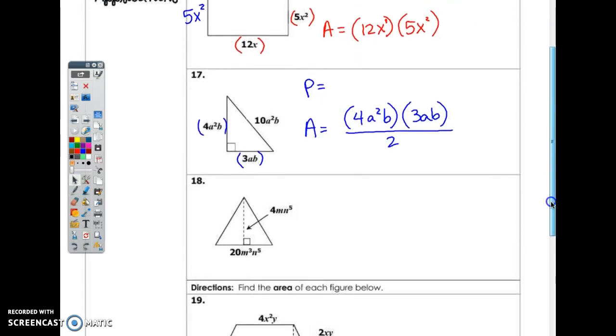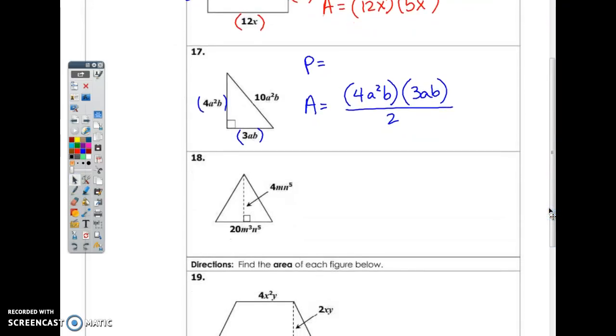Number 18, same thing, add up all the sides. Let's just say this is an equilateral triangle, so all the sides are 20m cubed n to the 5th power. So 20m cubed n to the 5th power, and this side's also 20m cubed n to the 5th power. So add up all of those. That's for the perimeter.